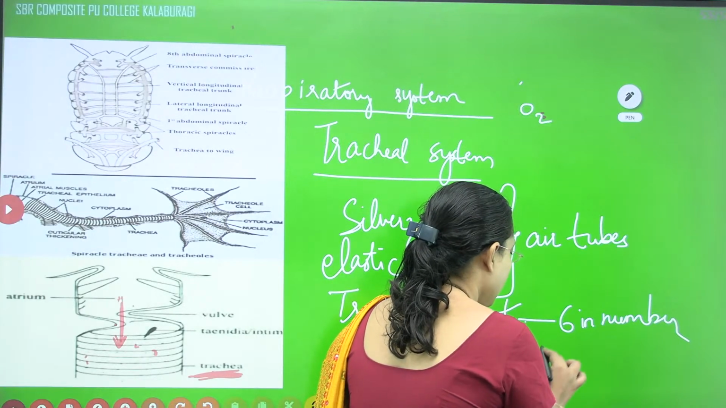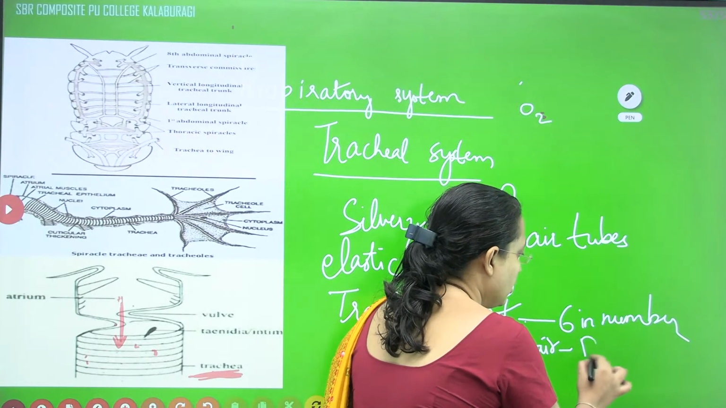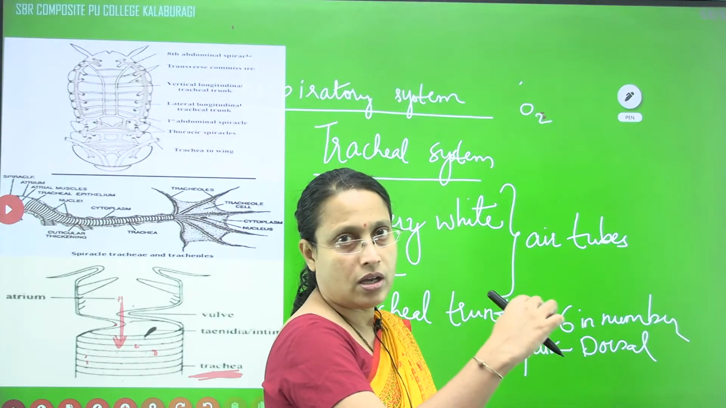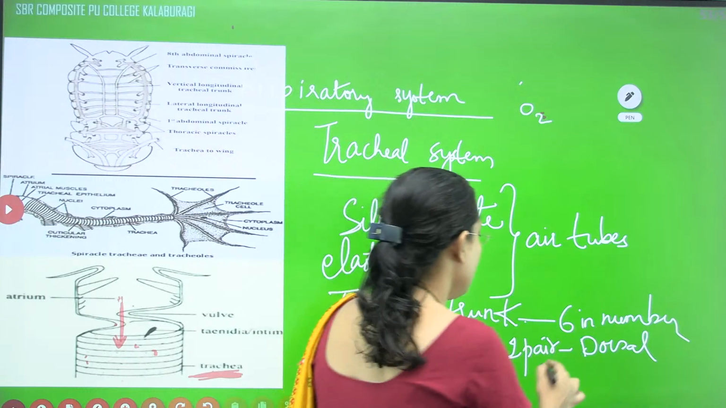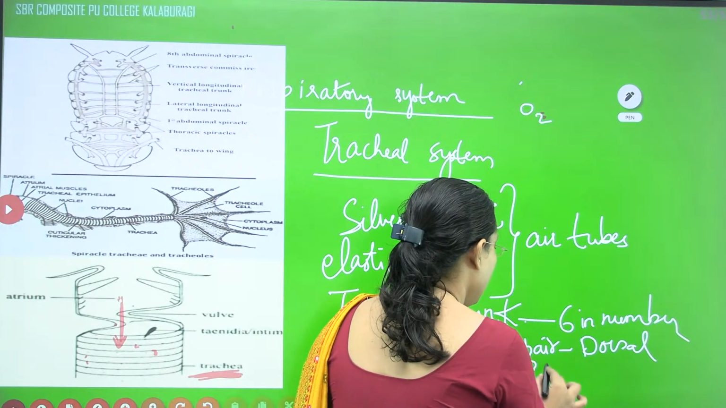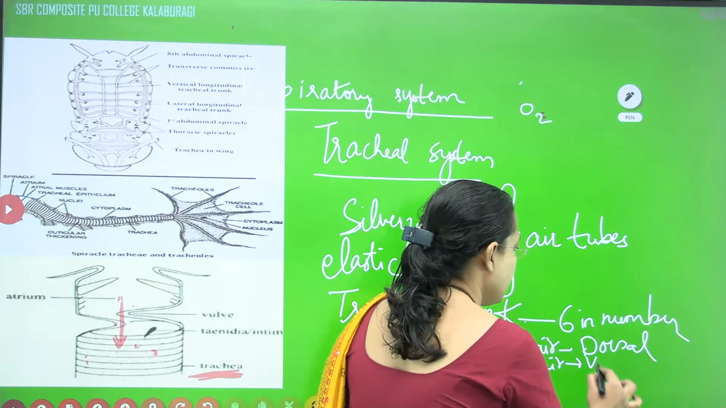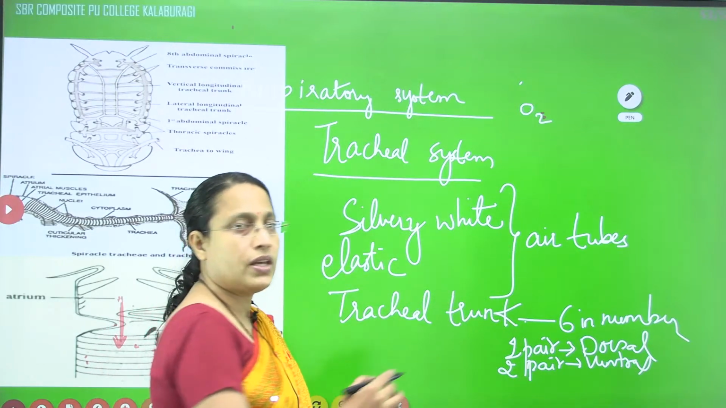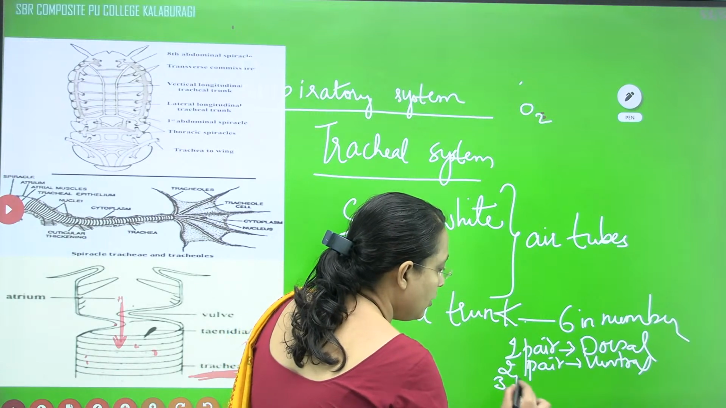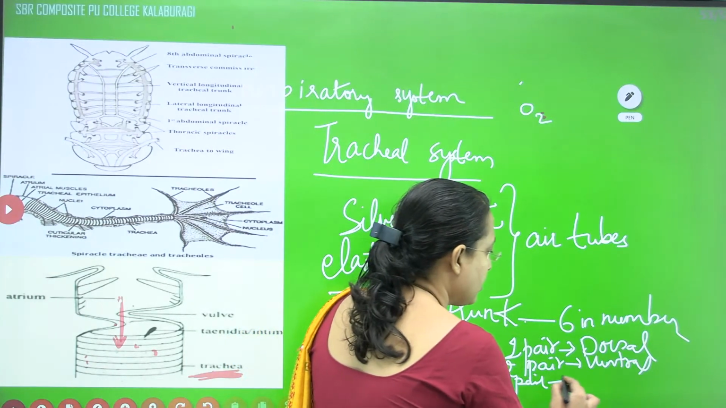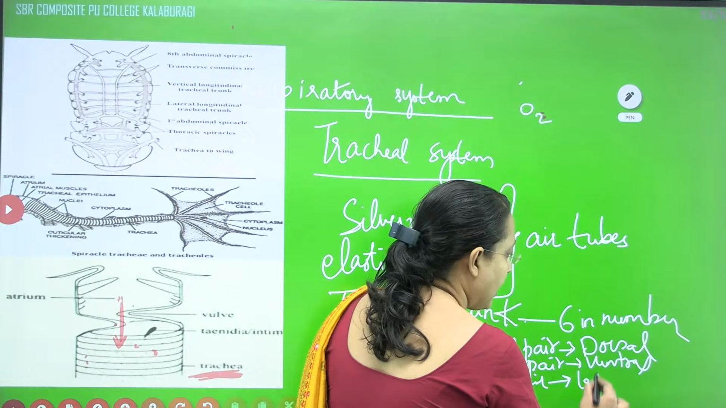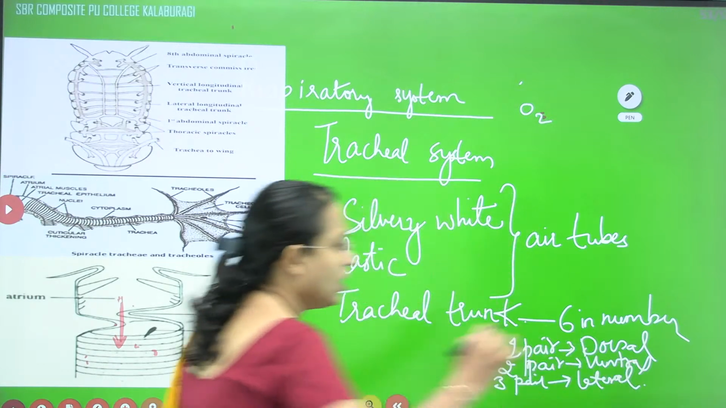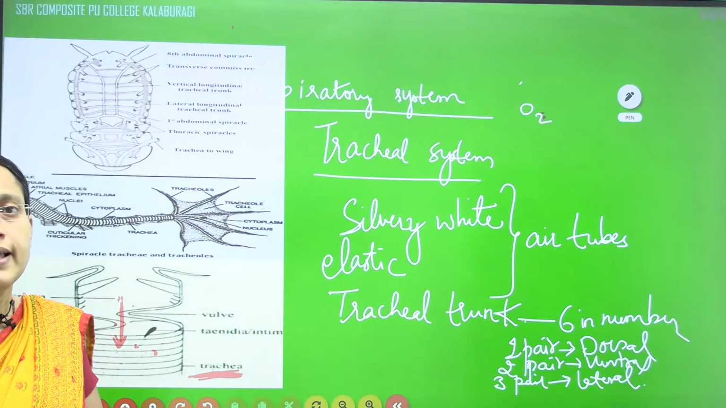One pair will be running dorsal to the cockroach. One pair of the tracheal trunk will run dorsal of the cockroach. The second pair is going to be ventral, and lastly the third pair is going to be lateral in position. This pair is going to be lateral in position.